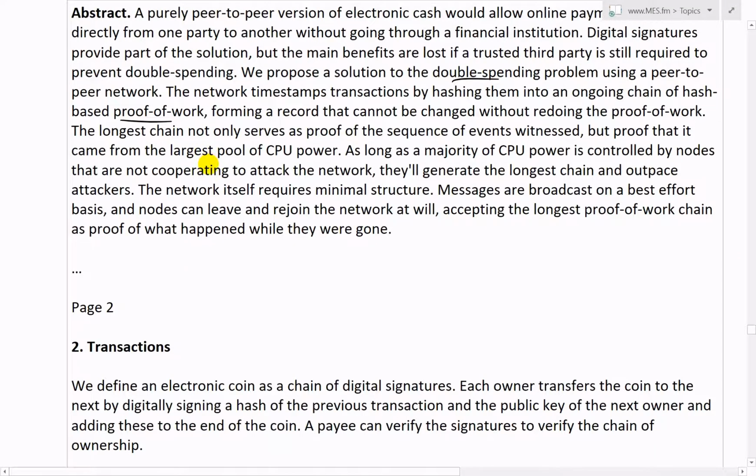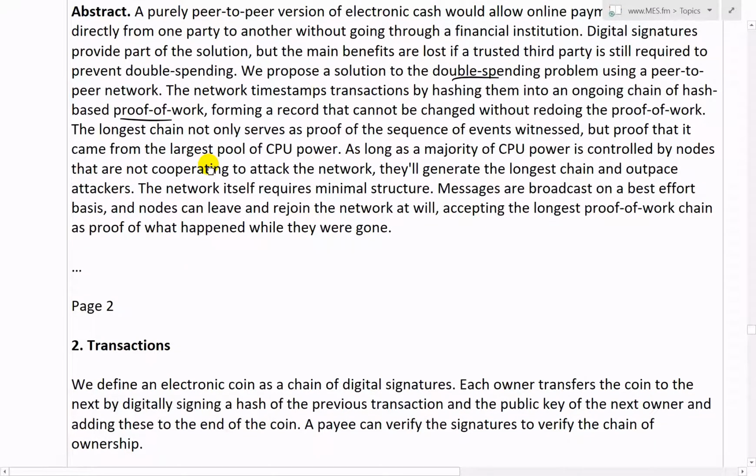So remember that a cryptographic hash is just a one-way hash function. Easy one way, difficult any other. So you can verify, but you can't just find what the input was. Forming a record that cannot be changed without redoing the proof of work. The longest chain not only serves as proof of the sequence of events witnessed, but proof that it came from the largest pool of CPU power. As long as the majority of CPU power is controlled by nodes that are not cooperating to attack the network, they'll generate the longest chain and outpace attackers.